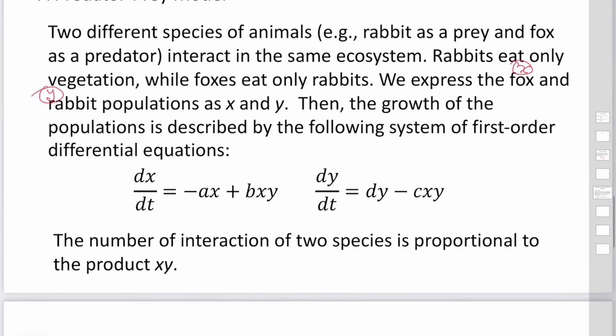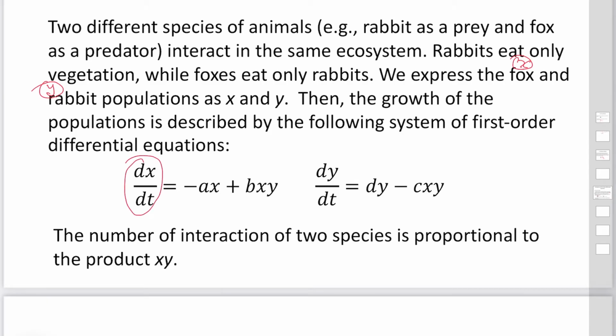Growth rate of the fox, dx/dt, is expressed as follows. Without the food, the number of foxes is decreasing. The first term simulates the decreasing rate of the fox. Fox can eat rabbit. Growth rate of the fox is dependent on the interaction between the fox and rabbit. So the second term simulates such a process, fox eat rabbit. And the growth rate of the rabbit.